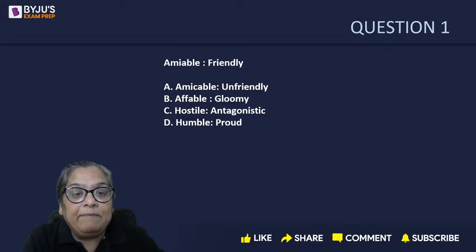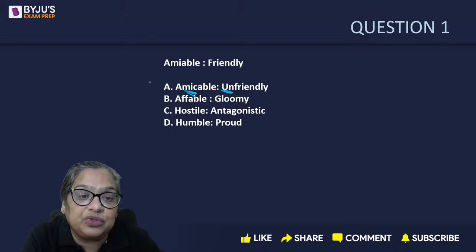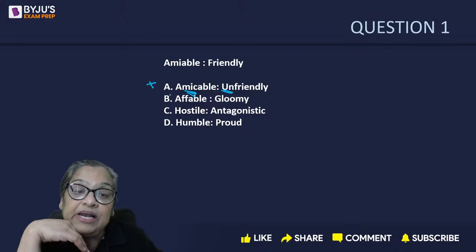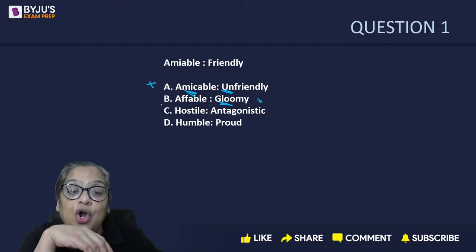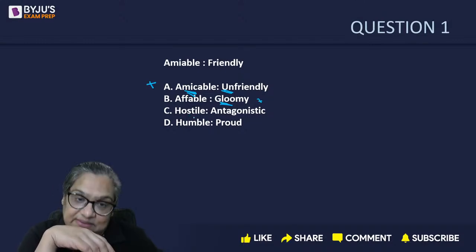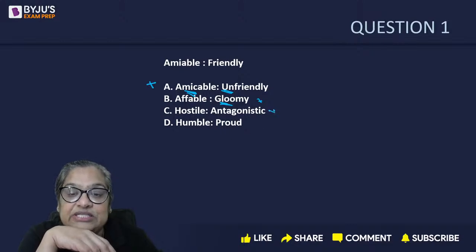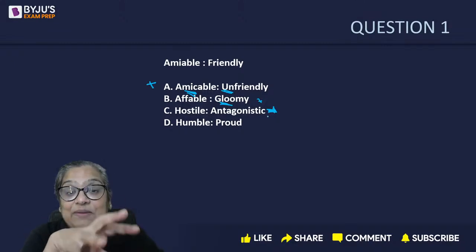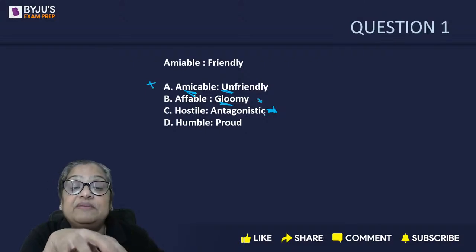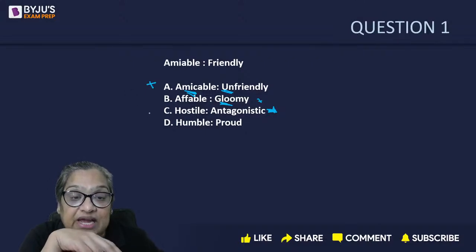Amicable also means friendly. So amicable is not unfriendly. So this is wrong. Affable also means friendly, but its opposite is gloomy. So this is also not the correct one. Hostile means antagonistic, which is the same thing. Having bad feelings towards somebody, hatred, animosity. So antagonism means hatred, hostility. So hostile is to antagonistic is the correct one.